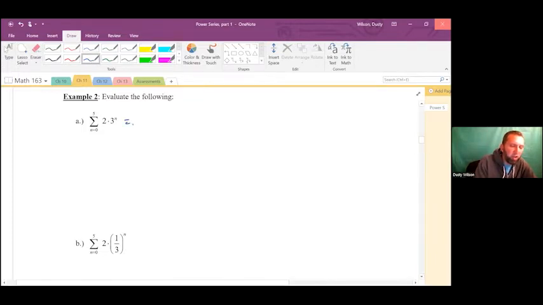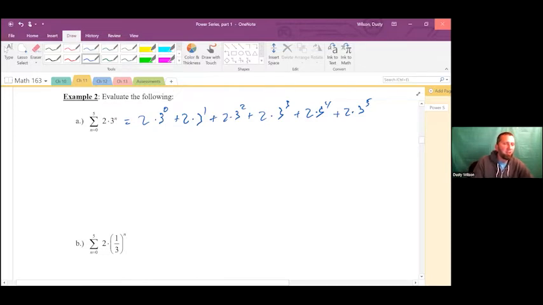So let's just understand what we've got here. We have 2 times 3 to the 0 plus 2 times 3 to the 1 plus 2 times 3 squared plus 2 times 3 cubed plus 2 times 3 to the 4th plus 2 times 3 to the 5th. Okay, this is going to be some number. Maybe I could crunch it really fast on my calculator. There's a common factor 2, so I'll factor that out. So I got 2 times 1 plus 3 plus 9 plus 27 plus 81 plus 243. So I've got 728.